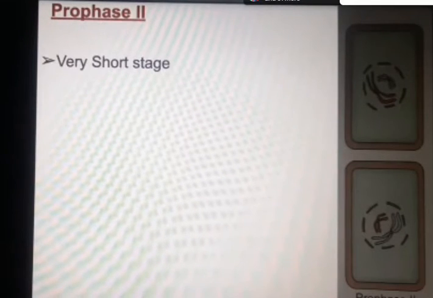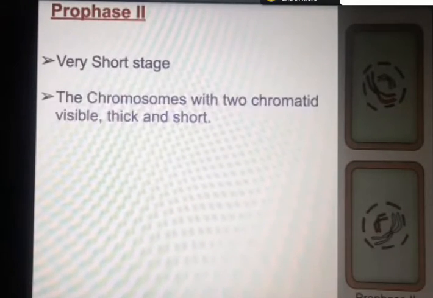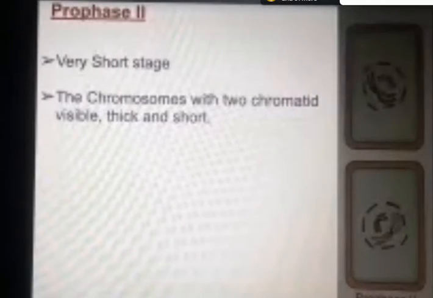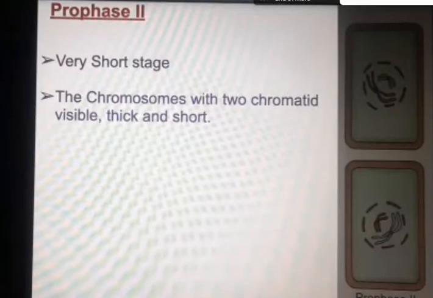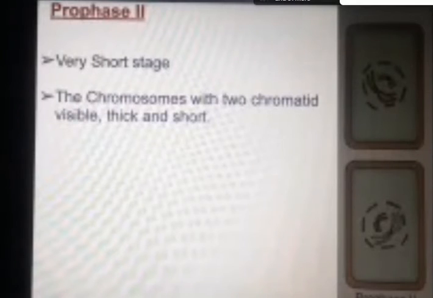Now come to the meiosis second. This is also an important part in case of the prophase second. Again, it's a very short stage, and the chromosomes with two sister chromatids are visible, thick and short.